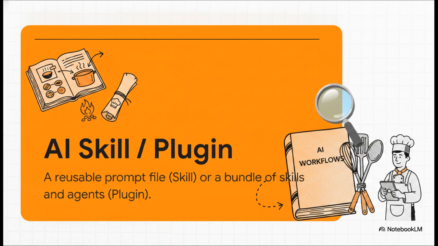The easiest way to think about it is, think of a skill like a perfectly dialed-in recipe. It's a really detailed instruction file that gives your AI this consistent, repeatable behavior. A plugin, on the other hand, is the entire cookbook, complete with all the utensils and even a sous chef. It's basically a bundle that packages multiple skills, agents, and configurations together. So once it's installed, your AI just inherently knows how to act.